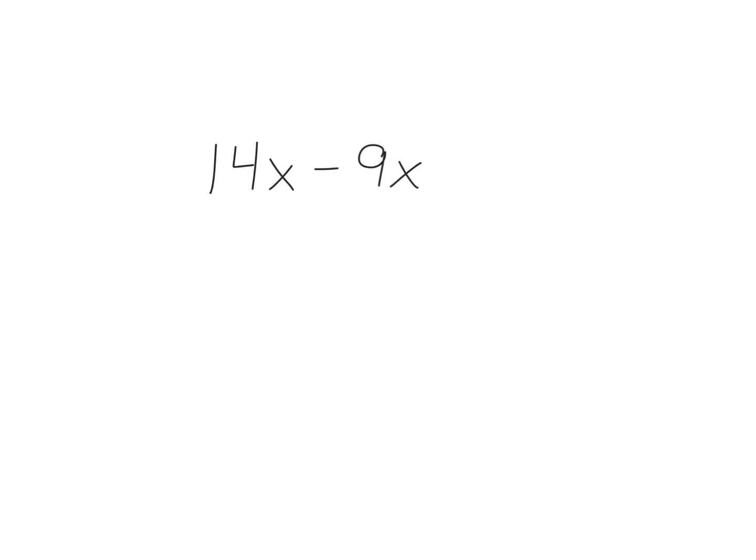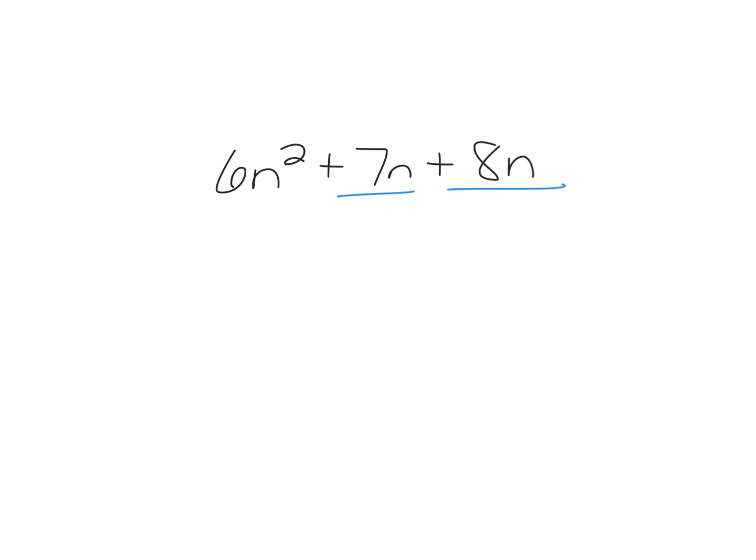14x minus 9x, are those like terms? Yes. What's 14x minus 9x? 5x. It is not just 5, it is 5x. That x just doesn't go away. Here, what are my like terms? 7n and 8n. Does everyone agree? Yeah. What do we do with that 6n squared? Leave it. I'm going to bring it down. What is 7n plus 8n? 15. Yep, 7 plus 8 is 15, and I tag along that n. Good.